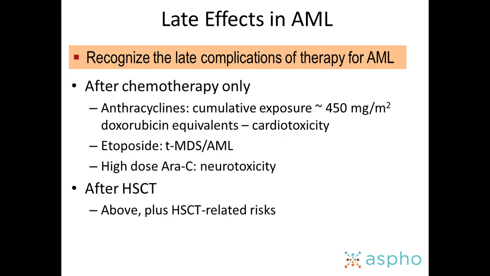All right, so if you are lucky and cure your patient of AML, what do you have to worry about then? Well, depending on what therapy they got, that dictates what you have to worry about. If they received chemotherapy only without transplant, probably the main thing to worry about is the effect of the anthracycline on their cardiac function. Standard AML therapy involves about 450 mg per meter squared of cumulative exposure, which is significant, and so cardiotoxicity risk is real. If etoposide is used, it's rare, but it's a significant risk of therapy-related MDS/AML. And then high-dose Ara-C can be associated with long-term neurotoxicity.